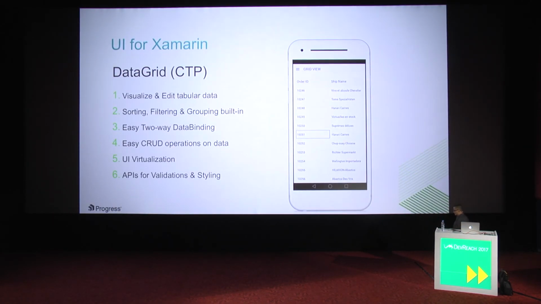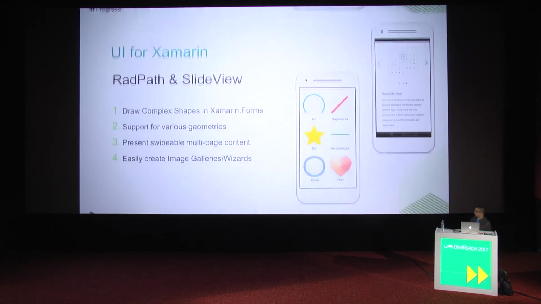Data grid, this was something I was kind of nervous about because I don't like seeing a lot of grid on my mobile device. It's a small device, but if you're building a line of business app, you do need a grid. And this is what a grid should be. It's got sorting, filtering, grouping, all of that built in, and it's virtualized, it's super fast. So if you're building a line of business app, take a look.